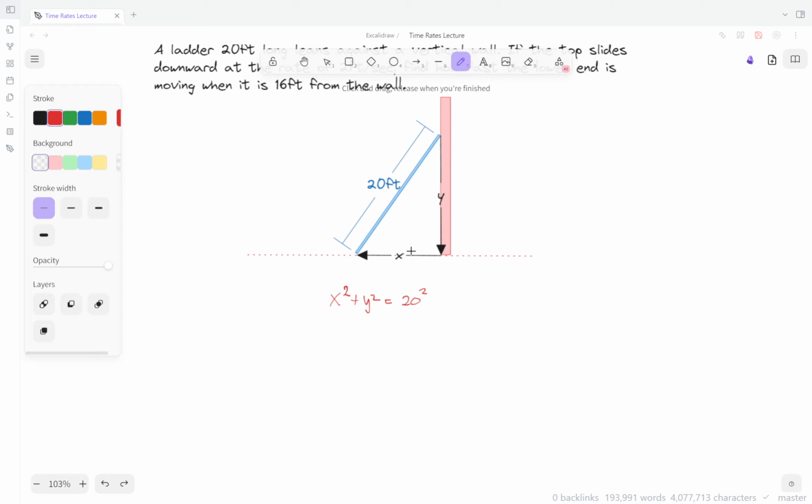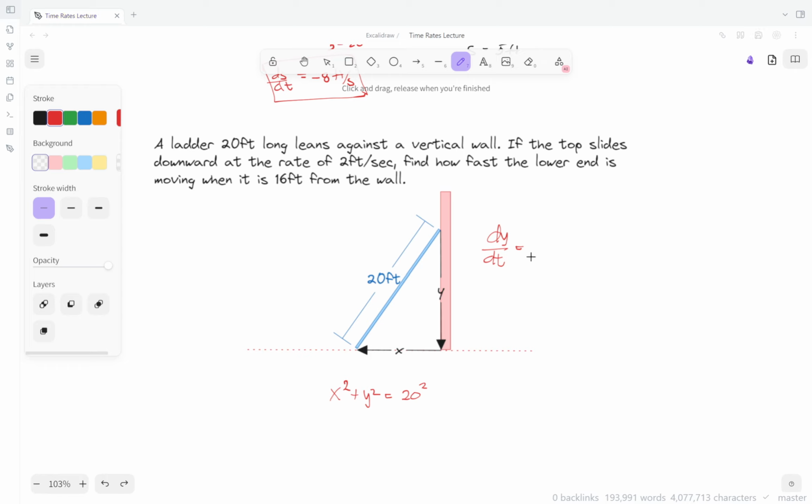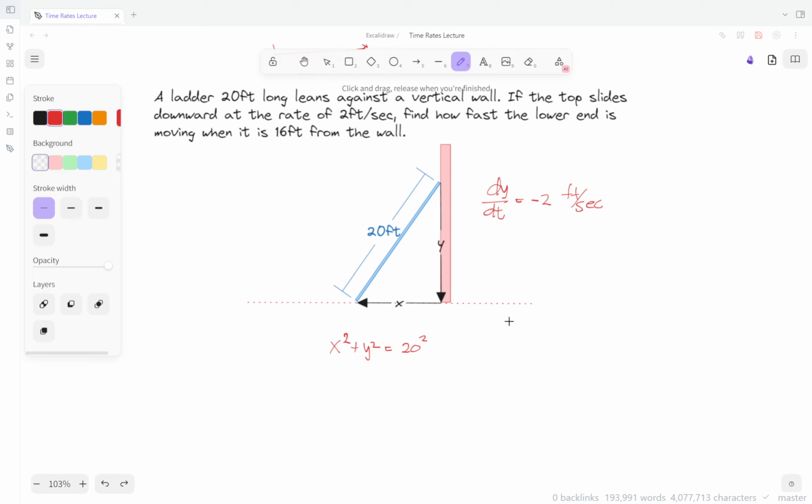Now before taking the derivatives, let us set our expectation. You can see that y, or the height of the top part of the ladder with respect to the ground, is decreasing. So therefore, when you want to write dy/dt, you're not going to say that it's just positive 2 feet per second, but rather negative 2 feet per second. What's the reason? Well, the reason is that this is representing a value that is decreasing.